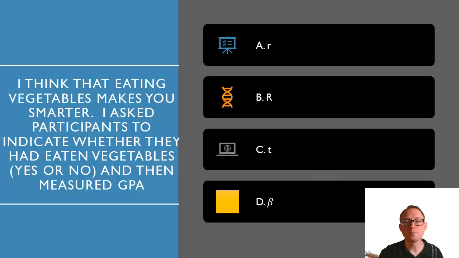Let's do a review question. I think that eating vegetables makes you smarter. I asked participants to indicate whether they had eaten vegetables, yes or no, and then measured their GPA. What statistic am I going to use?